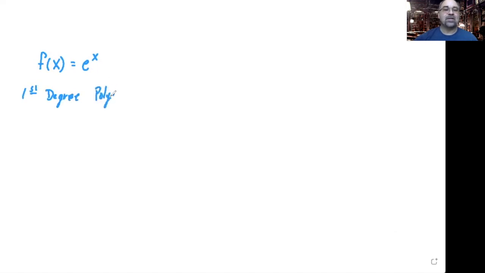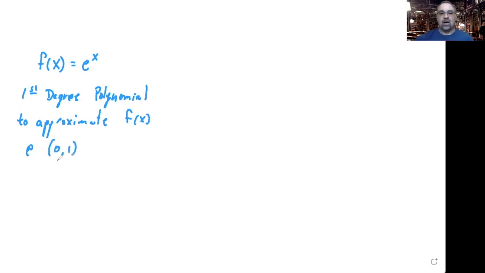a polynomial to approximate f of x at the point 0, 1. So obviously, if you put in 0, f of 0 is e to the 0, which is, of course, 1. And so we know that's the point that we want to write the tangent line equation. And so we're going to need a slope.